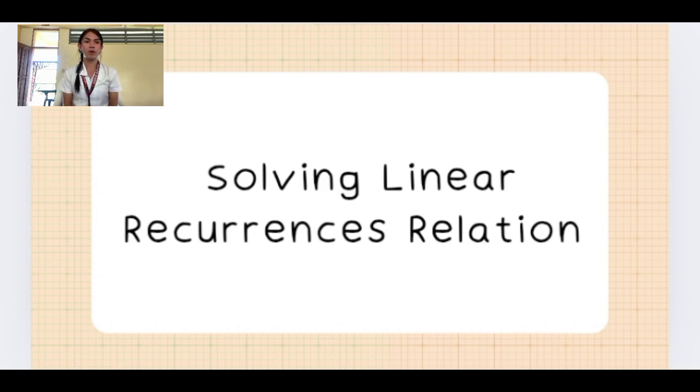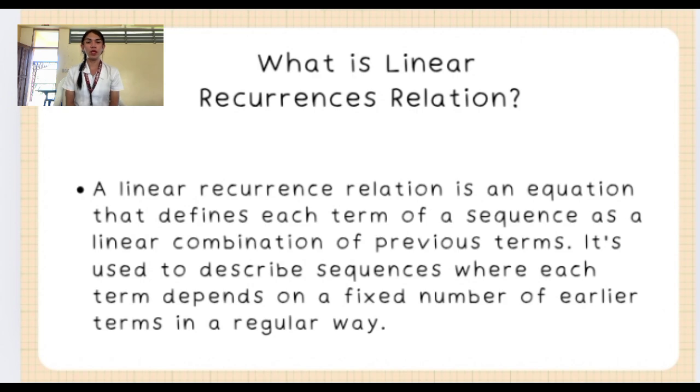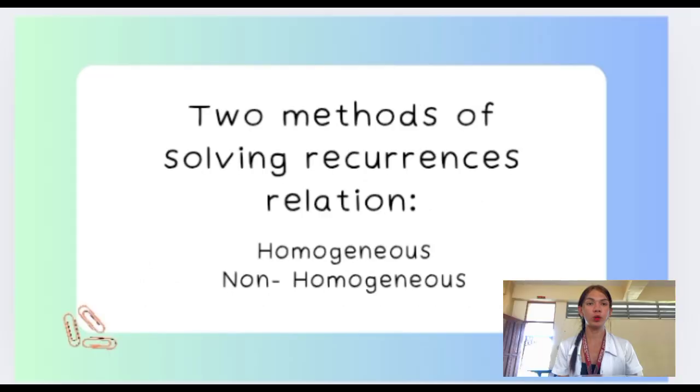So our topic is all about solving the linear recurrence relation. So what is a linear recurrence relation? A linear recurrence relation is an equation that defines each term of a sequence as a linear combination of previous terms. It's used to describe sequences where each term depends on a fixed number of earlier terms in a regular way. There are two methods to solve linear recurrence relations.